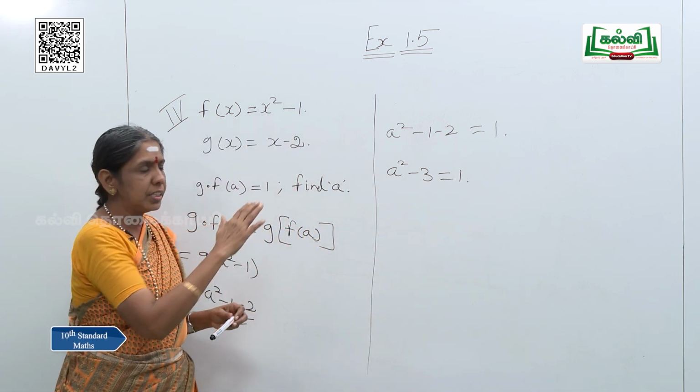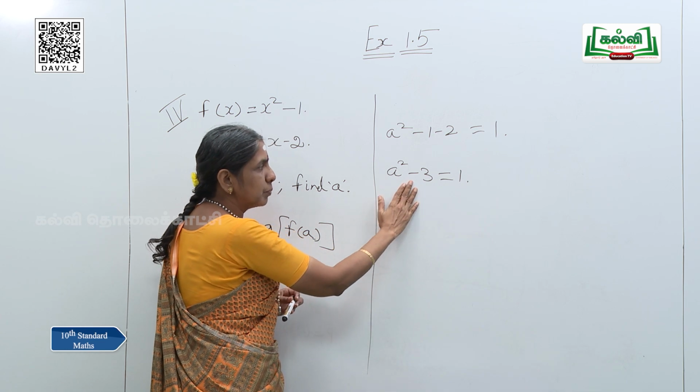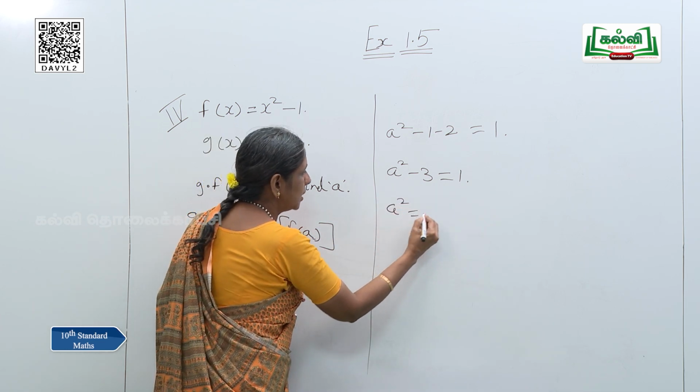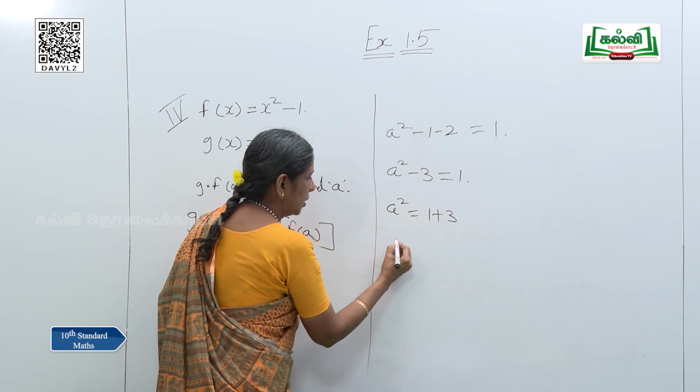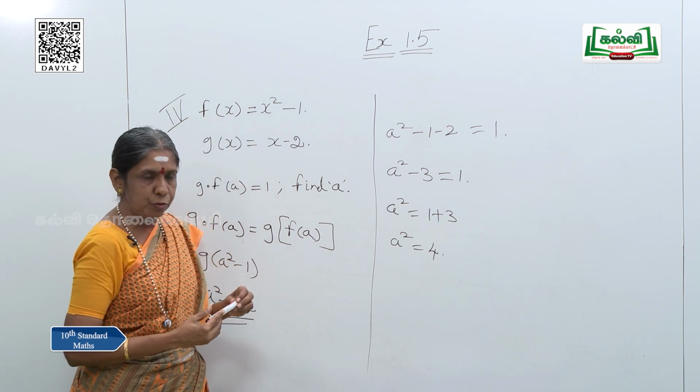After you simplify, transpose the term. Minus 3 you take it that side. When you take minus 3 that side, it becomes plus 3. So, a squared is equal to 1 plus 3. So, a squared is equal to 4.